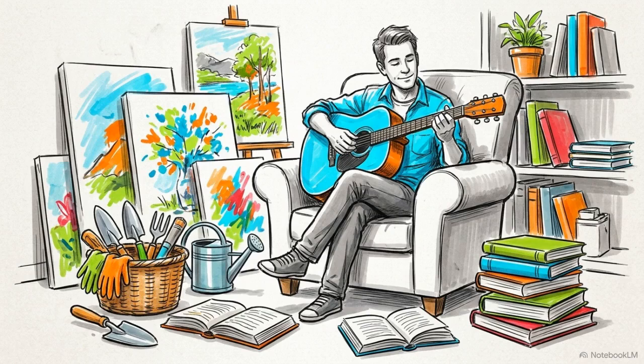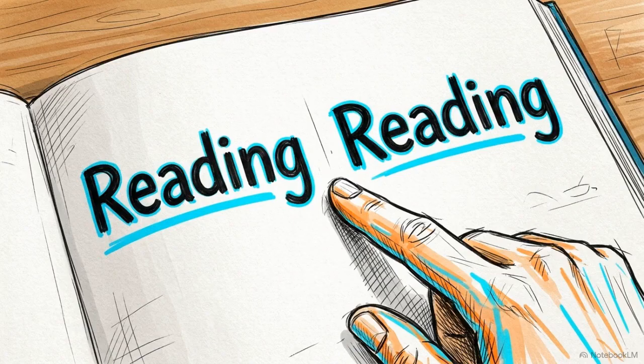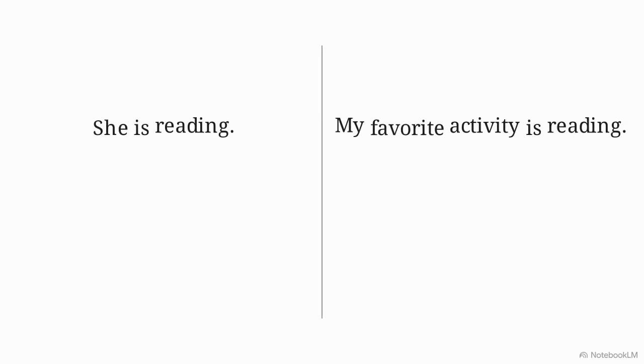We have reached the final step on the checklist, the subject complement. This is how you define a hobby. But there is a final hurdle. You must distinguish a gerund from a present participle, even though they look identical. Look at these 2 sentences. On the left, she is reading. On the right, my favorite activity is reading.